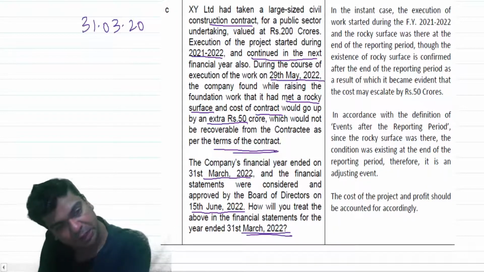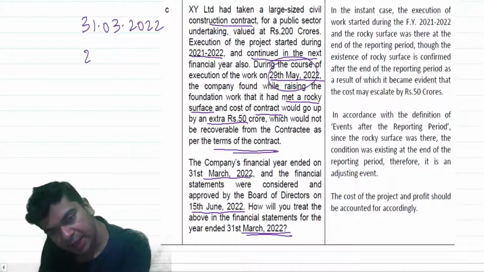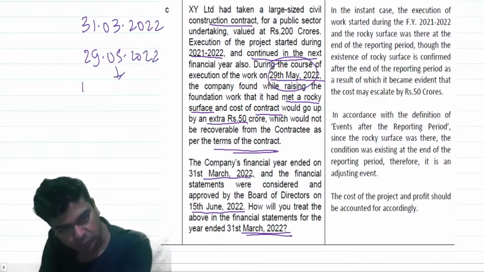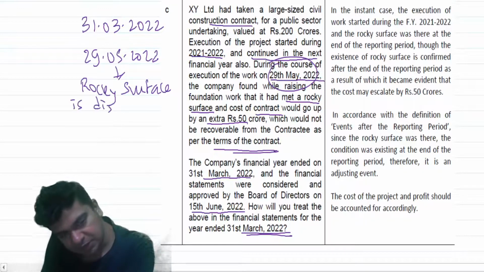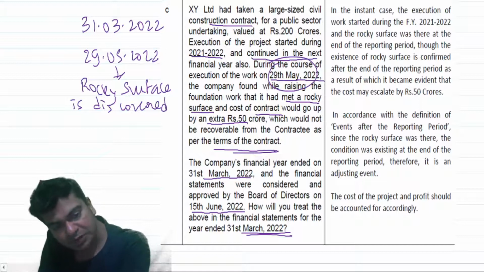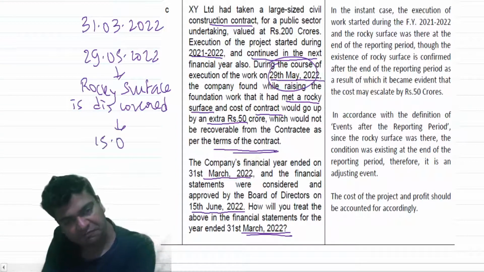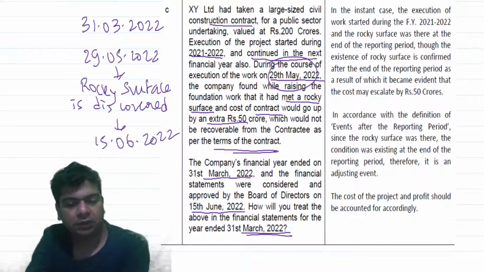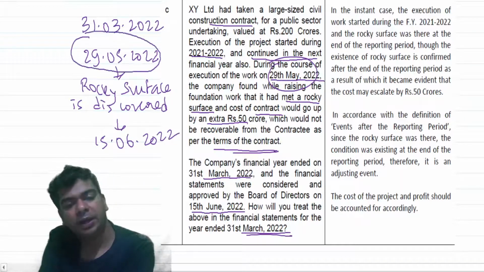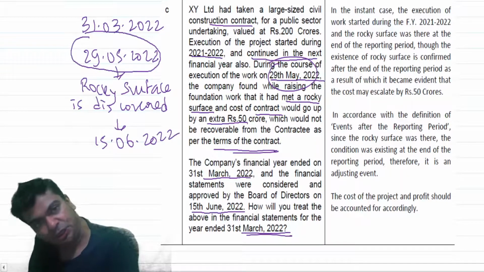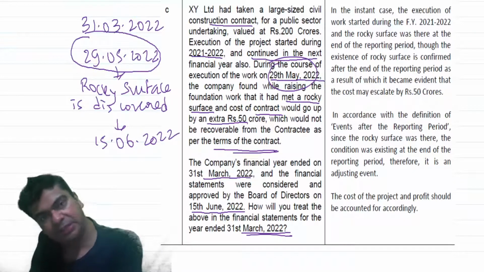My reporting date is 31st March 2022. On 29th May 2022 the event occurs, that is, the rocky surface is discovered, because of which our cost will increase by 50 crores, and the approval is coming on 15th June 2022. This is definitely an event that is occurring after the reporting date, isn't it? So it is an event after the reporting date. Now all that we have to decide is whether it is adjusting or non-adjusting. If it is adjusting, then this extra 50 crores has to be accordingly considered. If it is non-adjusting, and you consider 50 crores as material, then I provide proper disclosure.